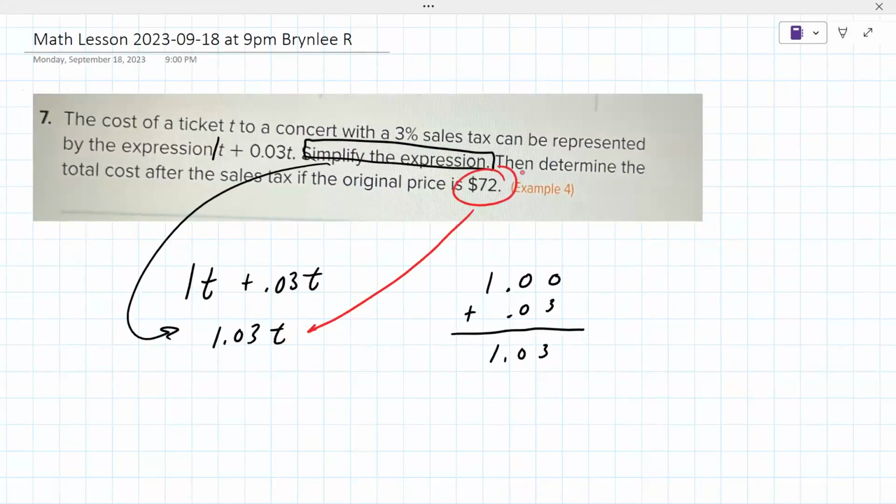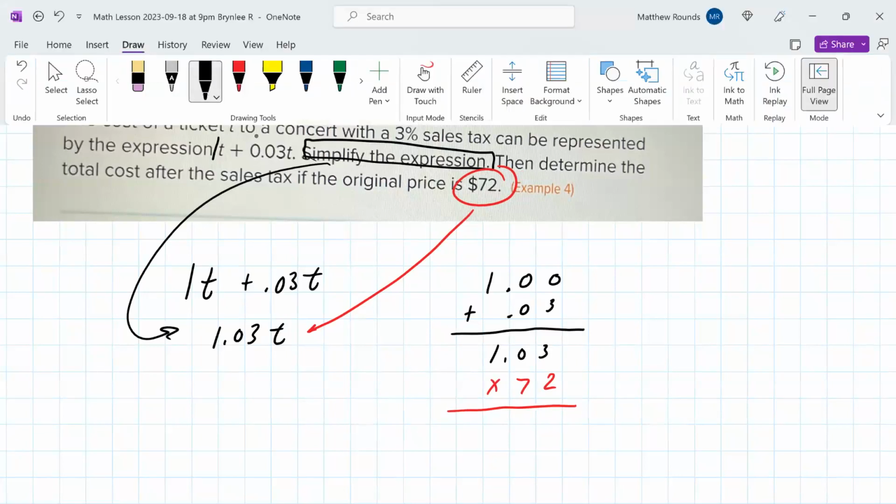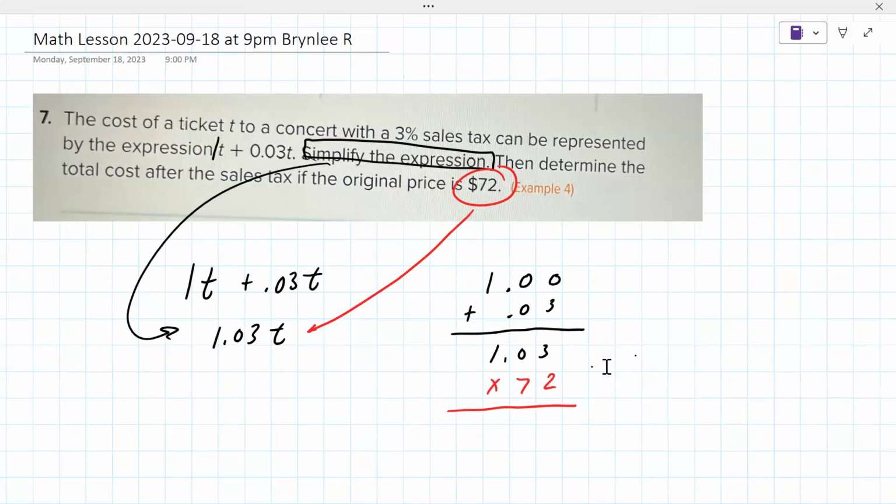72 and put it in for t. So it's 1.03 times 72. All right, so is that something you know how to multiply, or do you have some questions about how to do this? I think I'm good on that part. Okay. Do you want to multiply this for me and tell me the result then, please?